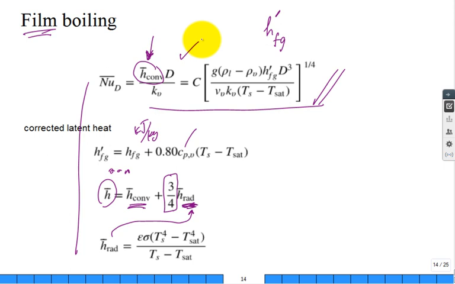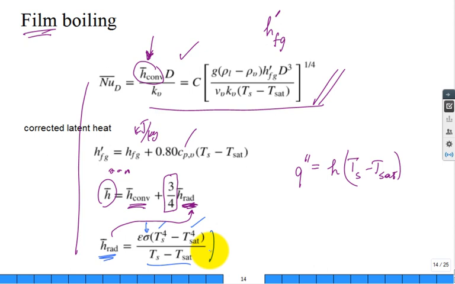So you could then go for that film and say, well, what's Q double prime? It would be the H times the Ts minus T sat. All right, I look at this equation right down here for the radiative. I see, there's my emissivity, epsilon. Hey, what is that sigma? Surface tension? No. Stefan-Boltzmann constant for that sigma. And then you have Ts to the fourth, T sat to the fourth, divided by the temperature difference. This is an effective H for radiative transfer.